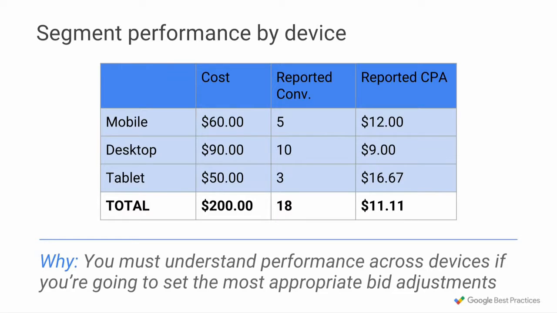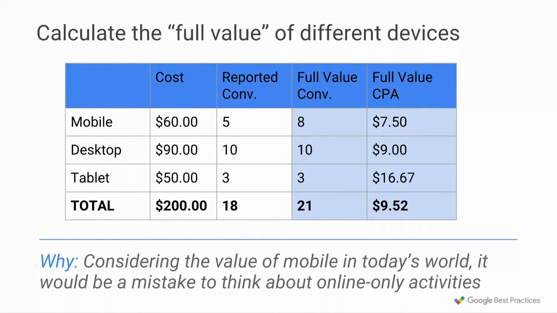This is where you would have stopped in the past, but we actually recommend you go a couple steps further. We recommend that you actually look at what we call the full value conversion. And this is not only the reported conversions you have in AdWords today, but this includes everything that this device could have led to in the real world, like offline conversions, calls, etc.